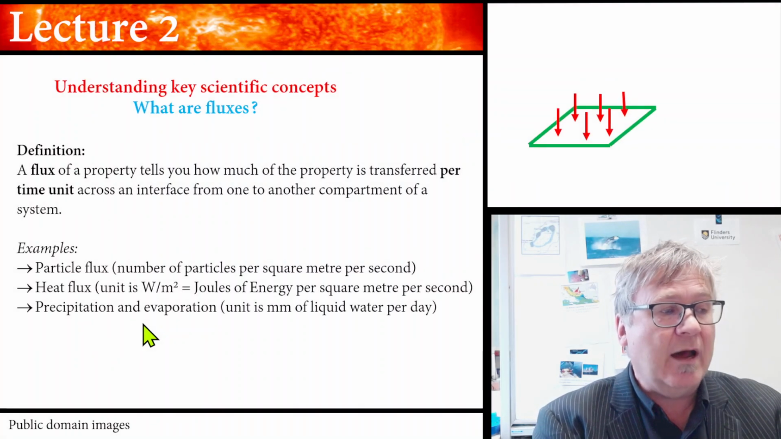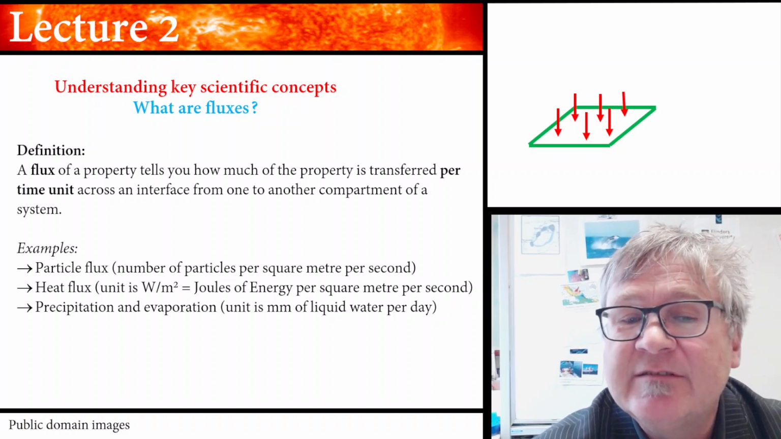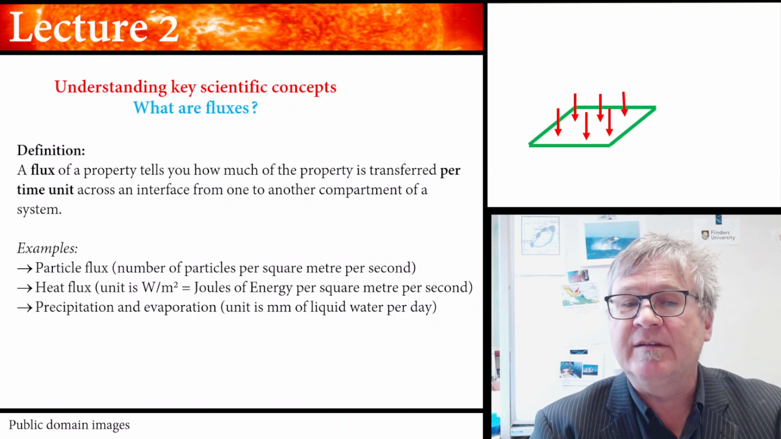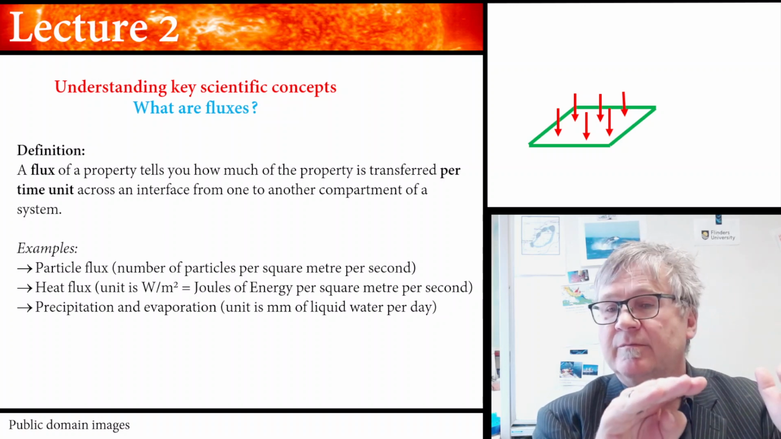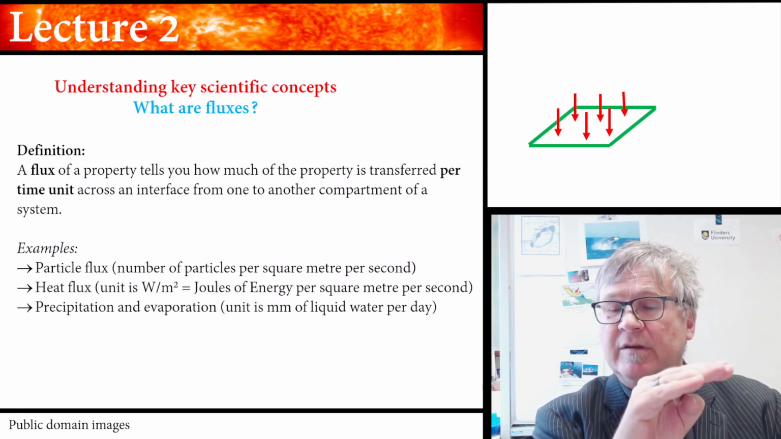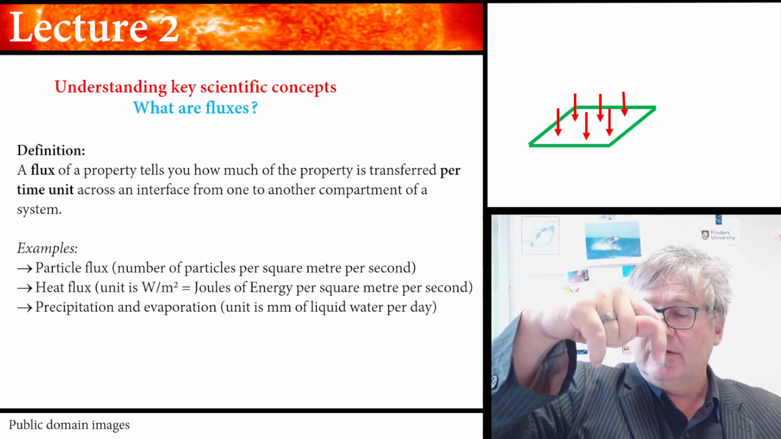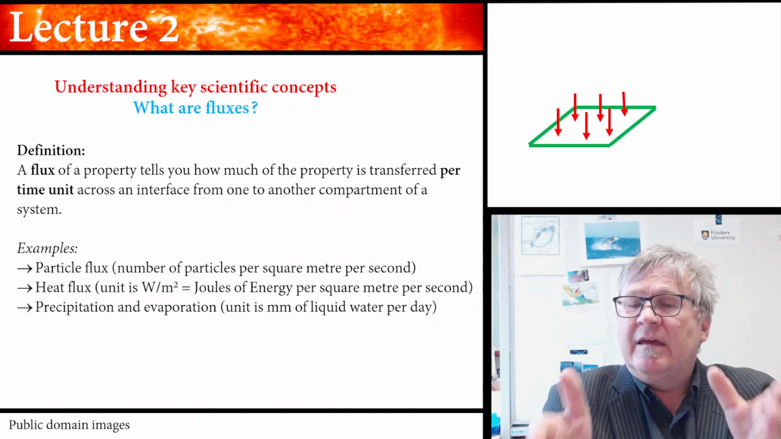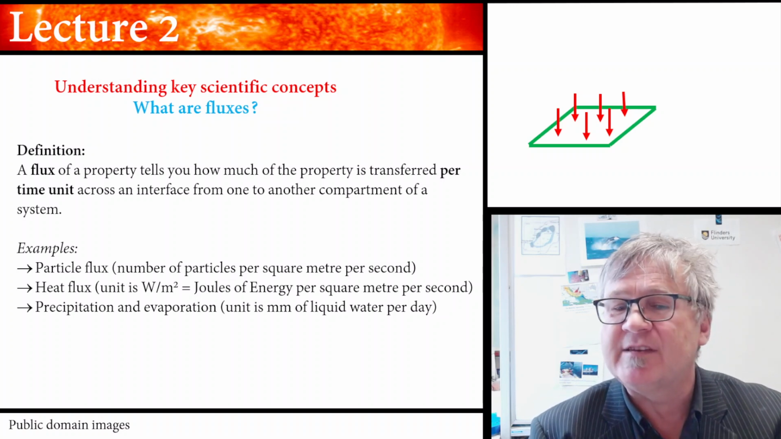Next one. What are fluxes? A flux of a property tells you how much of the property is transferred per time unit across an interface from one compartment of the system to another. So you have an interface, say the sea surface. Have a look at the sea surface as your interface, and then you can have a flux of a property across it. You take 1 square meter of surface, and then a flux means how much per time unit, how much per second.